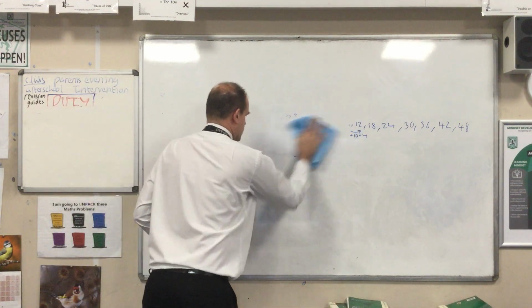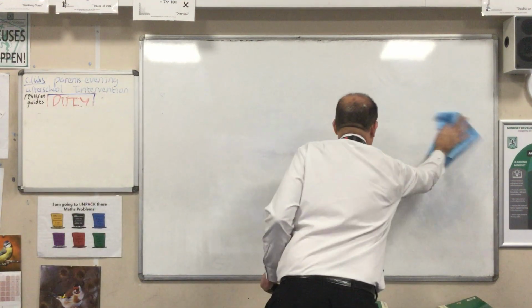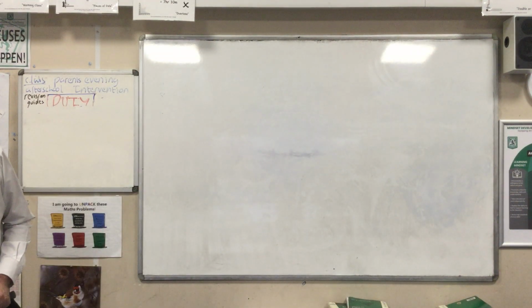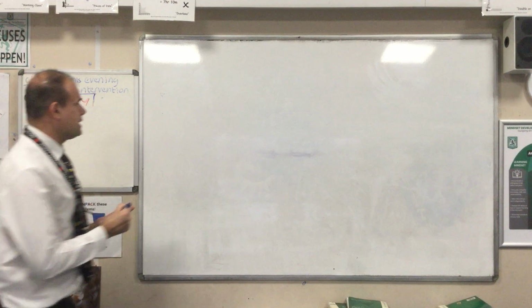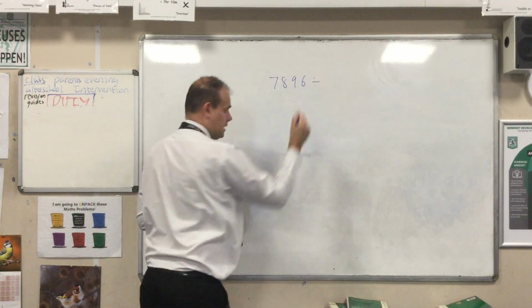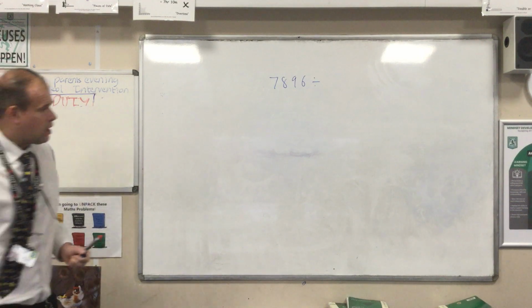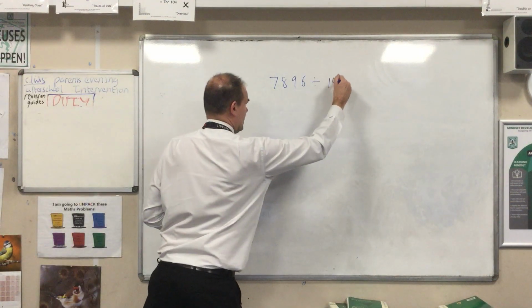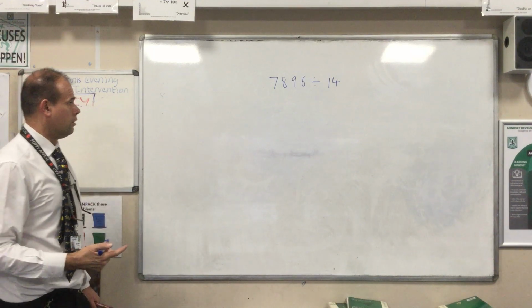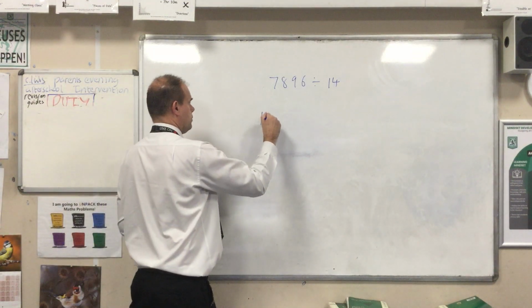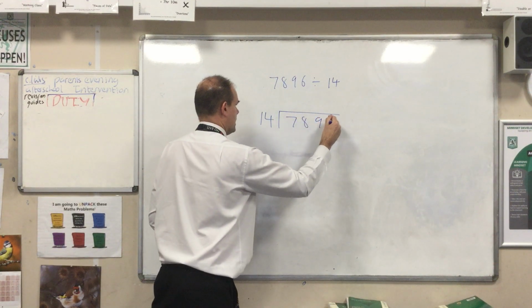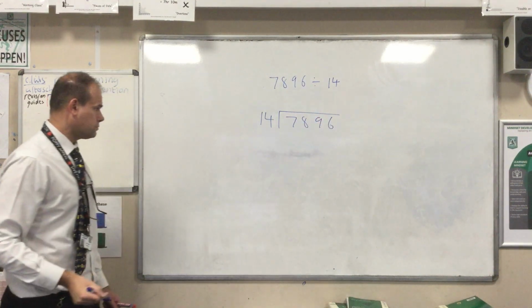Okay, next one. Let's go into a long division where you've got a double digit coming in there, much more difficult. So I picked here 7896 divided by 14. I've chosen the 14 times table, which is outside our times tables because we know up to 12 times 12 is 144. So what we do is 14s into this.